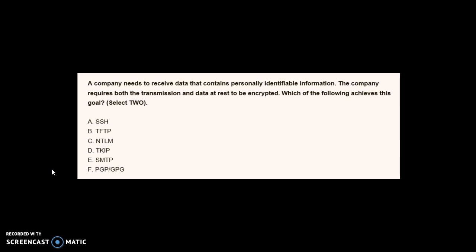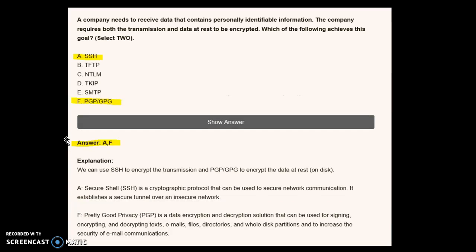A company needs to receive data that contains personally identifiable information, PII. The company requires both the transmission and data at rest to be encrypted. Which of the following achieves this goal? Select 2. The answer is A and F.